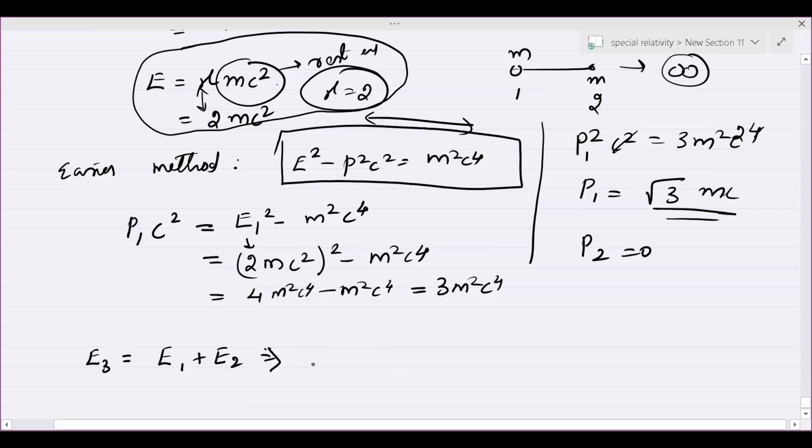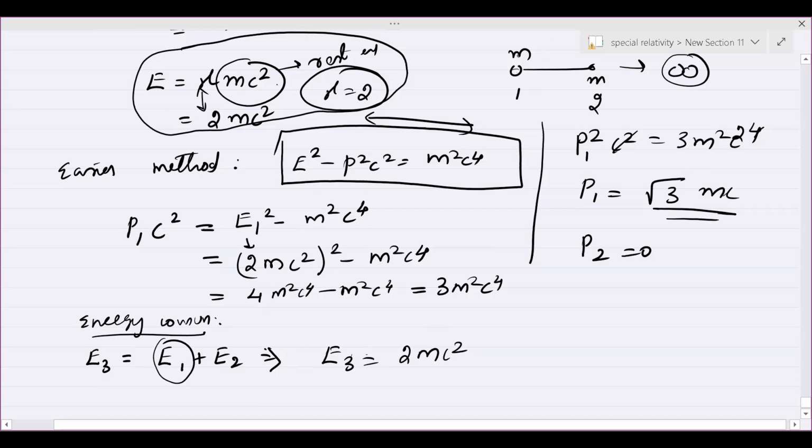Okay. E3 is equal to E1 plus E2, right? So that's equal to 2 mc. We can write it like so. We say that E3 is equal to what was E1? This is energy conservation, right? We write down the equation for energy conservation. Energy conservation says that E3 has to be equal to 2 mc square.